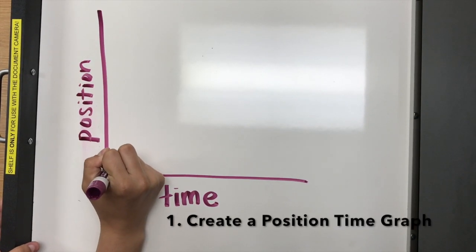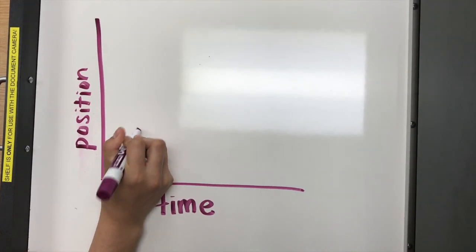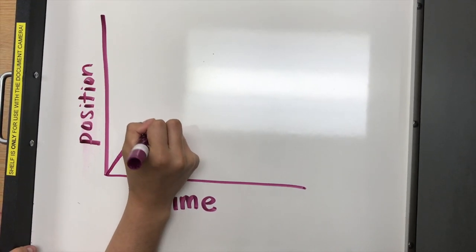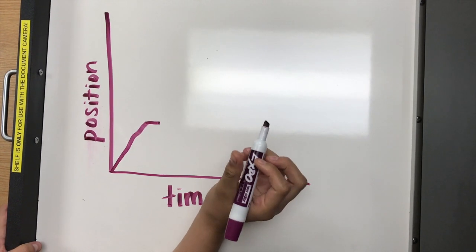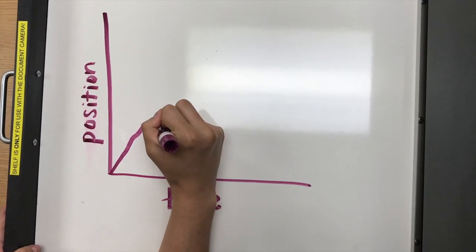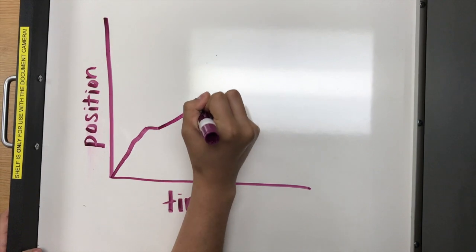The first segment indicates her sprinting to first base. The small horizontal line represents the 2-second pause she takes because there is no movement at this point. The third segment goes farther as she runs to second base.